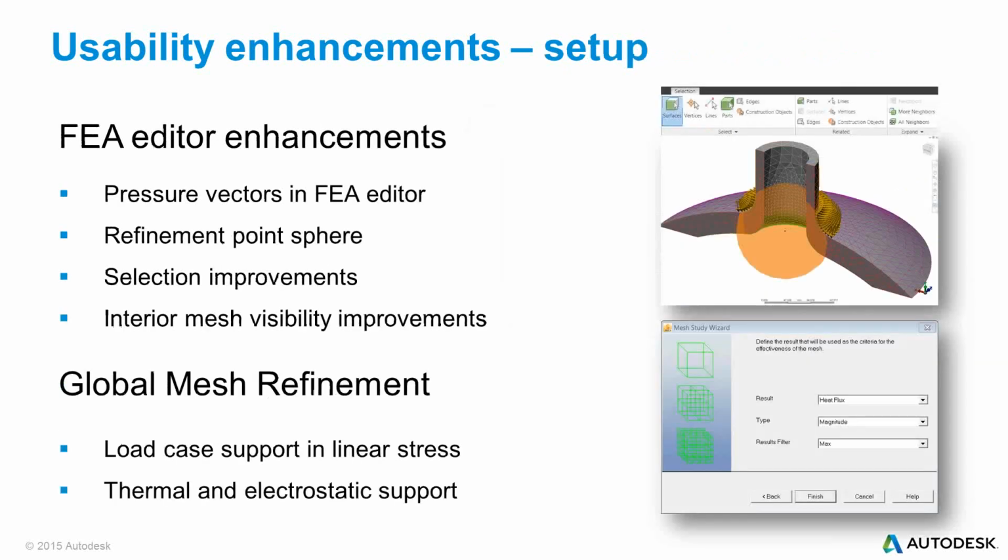The 2016 release contains several improvements to the FEA editor as well. Loads such as surface pressure, hydrostatic pressure, and normal forces are now represented in the canvas as vectors, indicating the direction of the load. Previously, if you added a surface pressure, you would just get a glyph with the character P. And if you added a hydrostatic pressure, you would get a glyph with the character H.